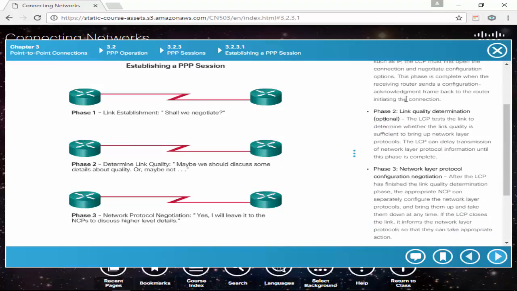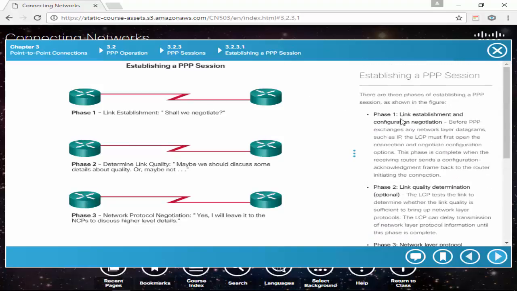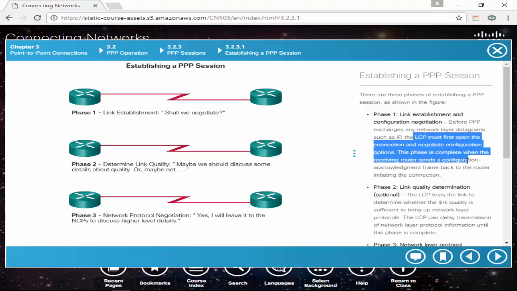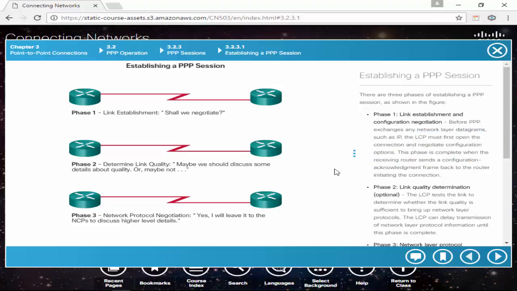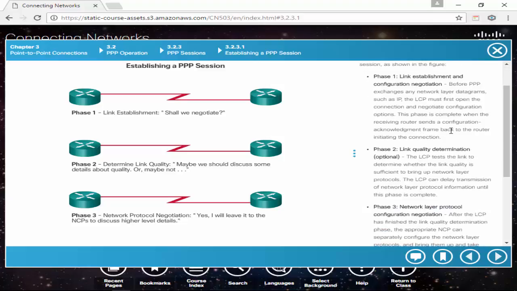Okay, so this one's important. You'll be tested on this chapter or on this test. So how does PPP establish a session? First, link establishment, before PPP exchanges any network layer information. What does it do? LCP. LCP must open the connection and negotiate configuration options. This phase is complete when the receiving router sends a configuration acknowledgement frame back to the router initiating the connection.